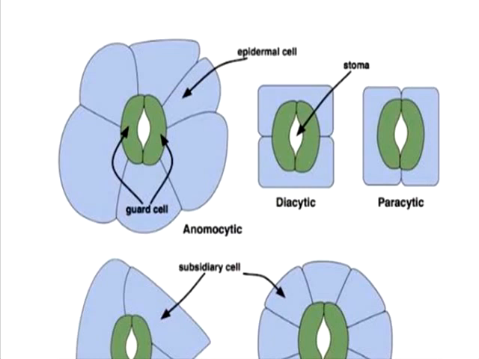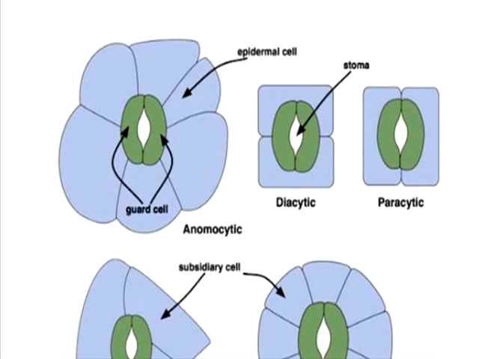The last one is the actinocytic type. The guard cells are surrounded by four or more subsidiary cells which are elongated radially, like a star-shaped structure, radially to the stoma. So this one is called actinocytic.